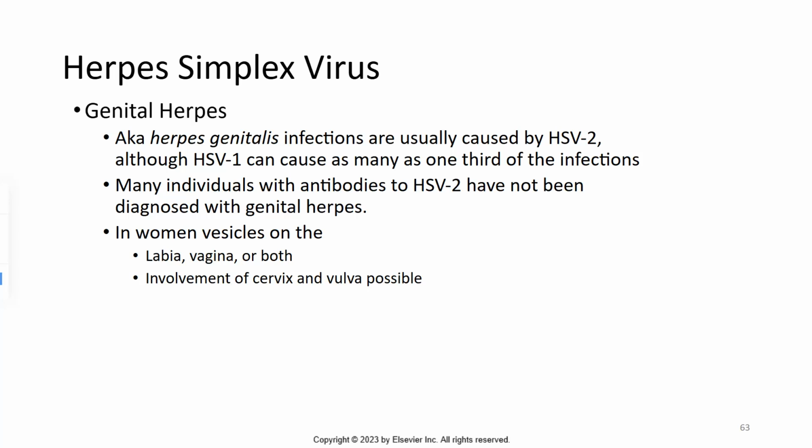Genital herpes. Infections are usually caused by HSV2, although as I mentioned, HSV1 can also cause as many as 1/3 of the infections. Many individuals have antibodies to HSV2 and have not been diagnosed with genital herpes. In women, vesicles on both sides of the labia or involvement of the cervix and vulva is possible.